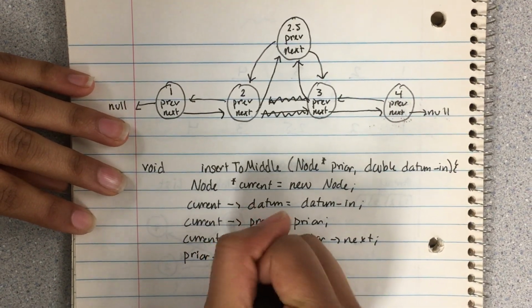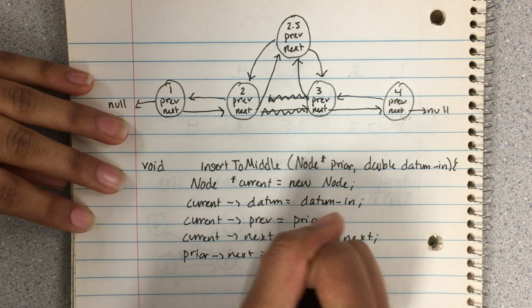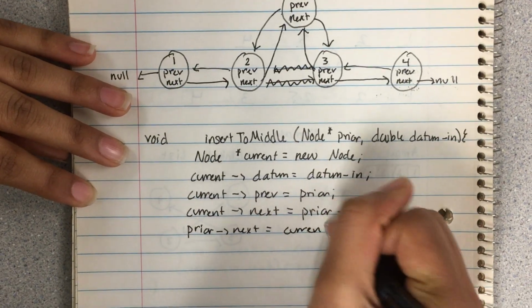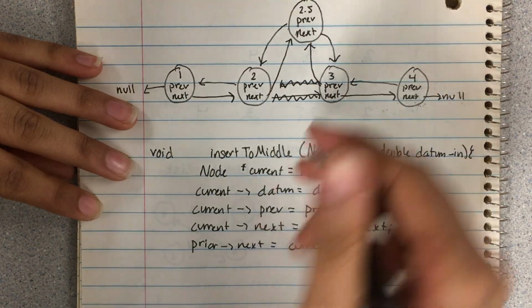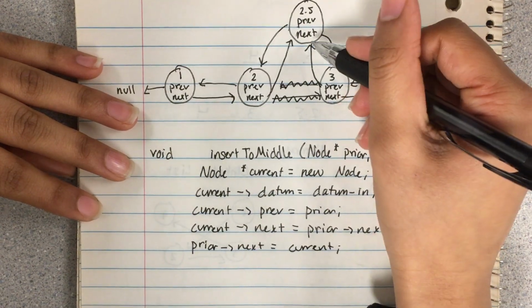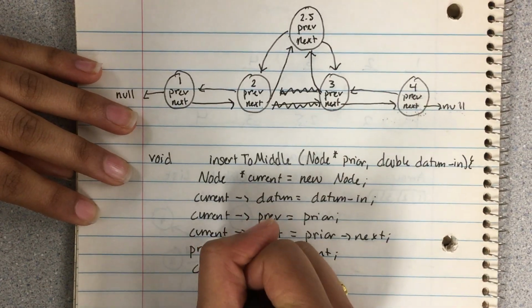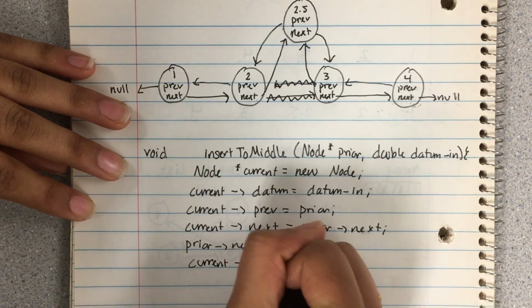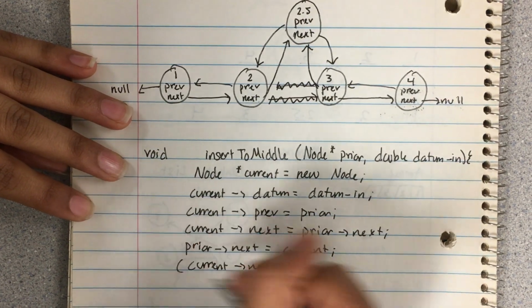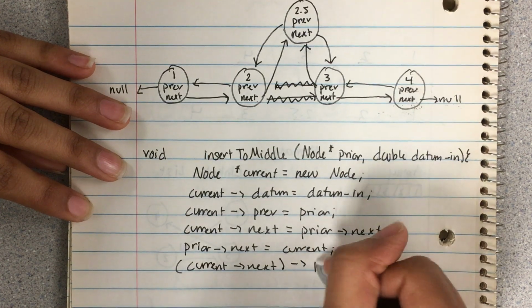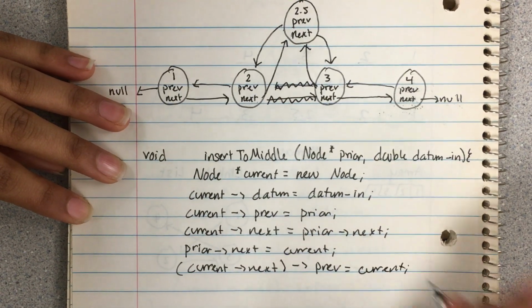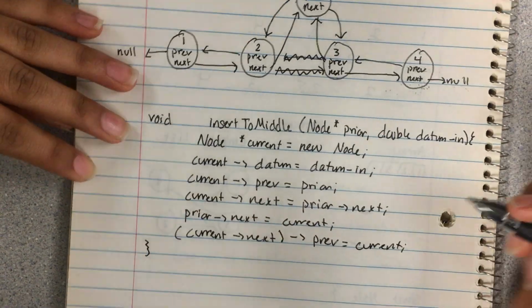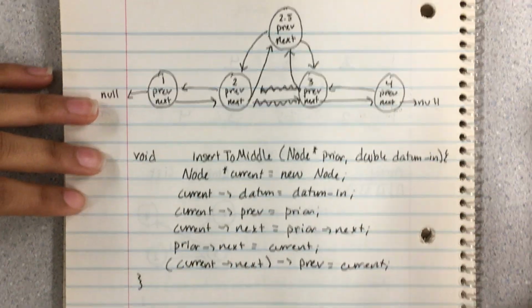So prior next needs to equal current. And we need to set the previous pointer of 3 to be pointing at 2.5. The way that we access 3 is through the next pointer of 2.5. So current next is a pointer to 3, and its previous value needs to equal current. We have now successfully inserted an element into the middle of a linked list.